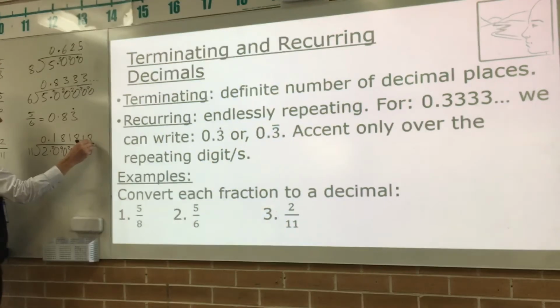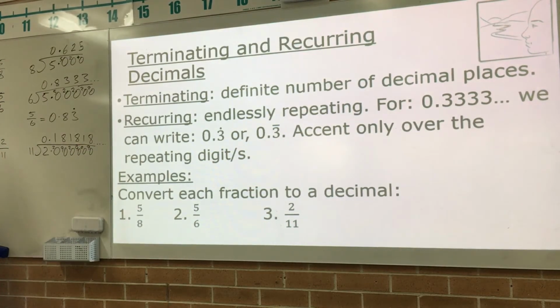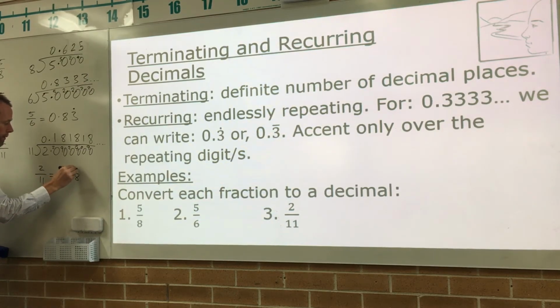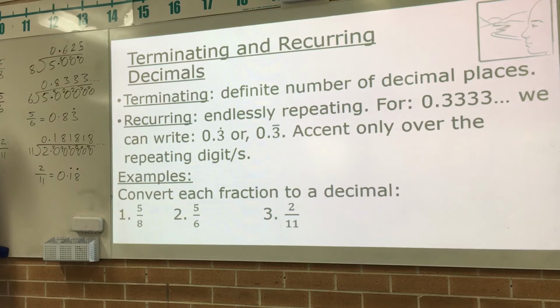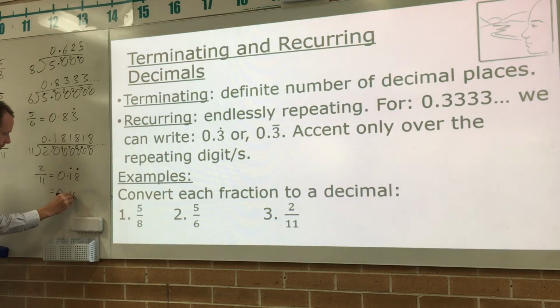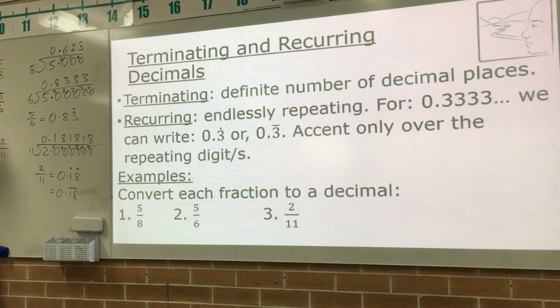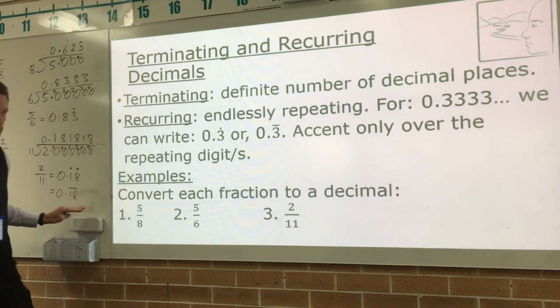Again, it's just going to keep going like that. So instead, what we can do, we can simplify it. 2 11ths is equal to 0.18. And when there's 2 numbers repeated like that, or if it's 3, you put the dot above the first and the last number. All right? Or you could also write it 0.18 with the straight line. So that's how we do recurring decimals.